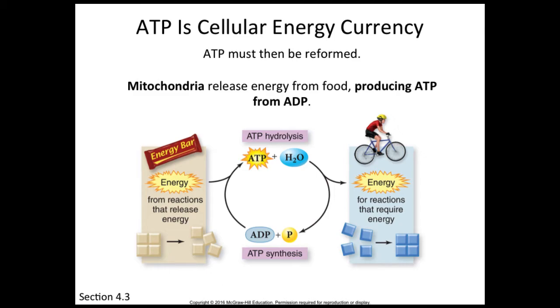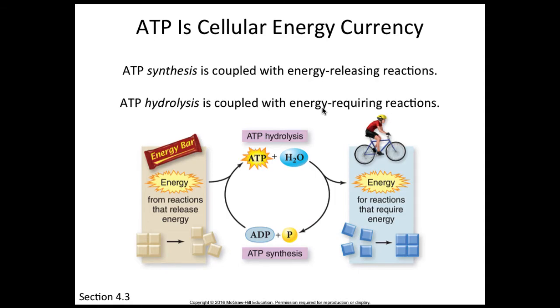ATP, however, must then be reformed. Mitochondria release energy from food, producing this ATP from ADP. And notice this one is A, letter D, letter P. So that's diphosphate. Di means two. ATP synthesis is coupled with energy releasing reactions, and ATP hydrolysis is coupled with energy requiring reactions.